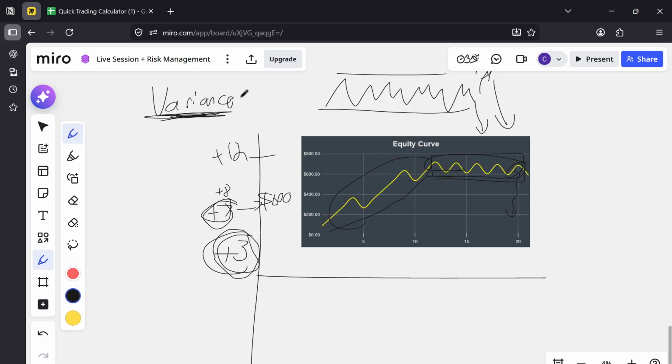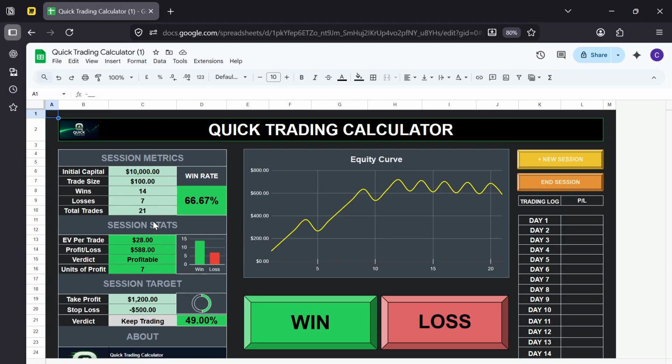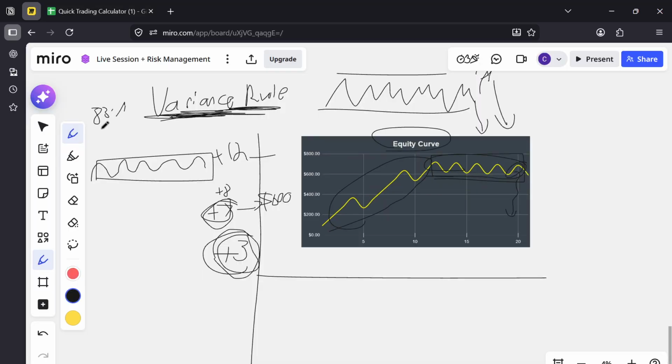I know that we could have walked away, worst case scenario, with the +3, but every single time I follow a thing called the variance rule. The variance rule pretty much means that the moment I start seeing the chart or the equity curve oscillating like this, moving up and down, and there's no clear direction. Remember, we were at like an 83% win rate, right? Now we're at like a 66.